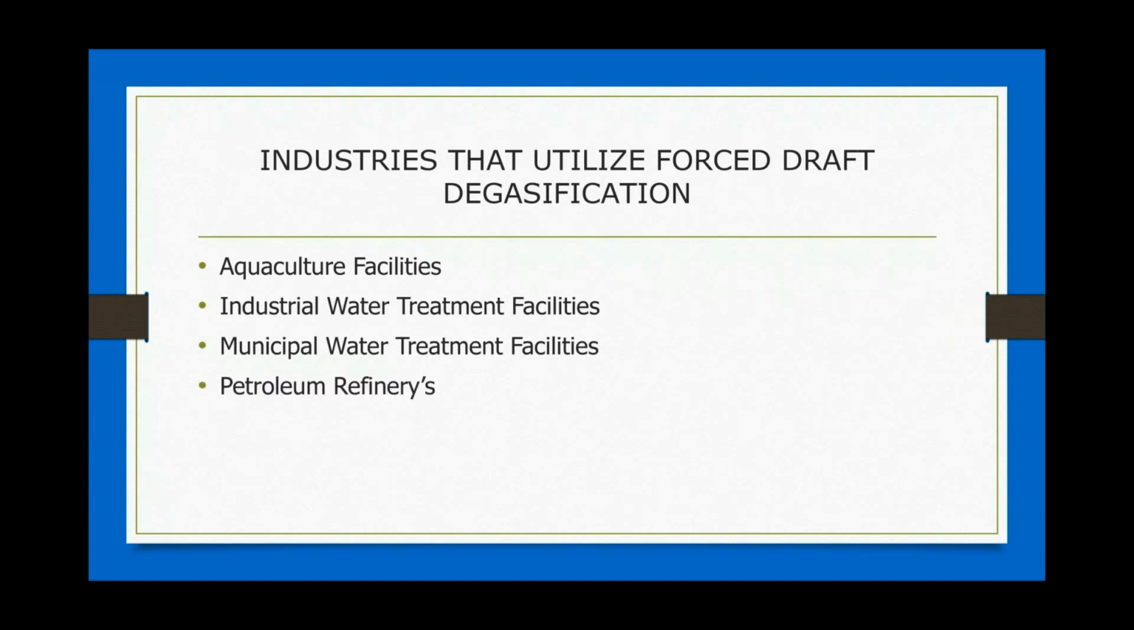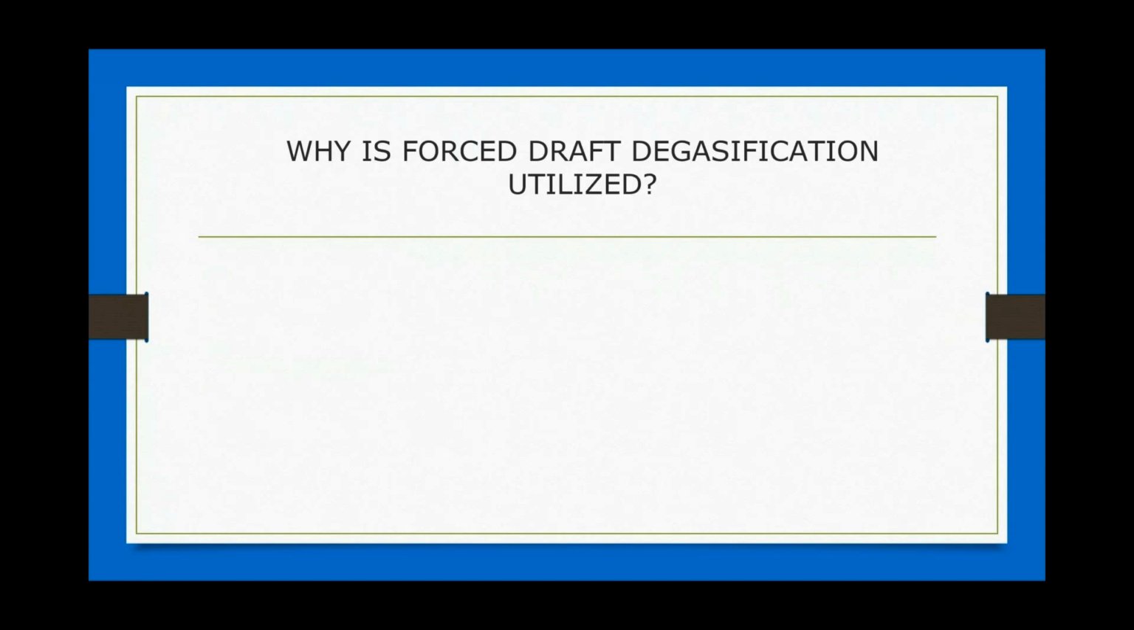So industries that utilize forced draft degasification: aquaculture facilities, industrial water treatment facilities, municipal water treatment facilities, petroleum refineries, and wastewater treatment processes. So why is forced draft degasification utilized? Hydrogen sulfide and carbon dioxide, of course, shorten the life of boilers and tubes and cause corrosion.